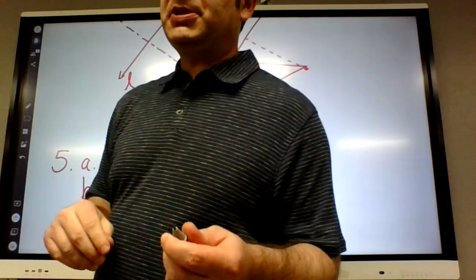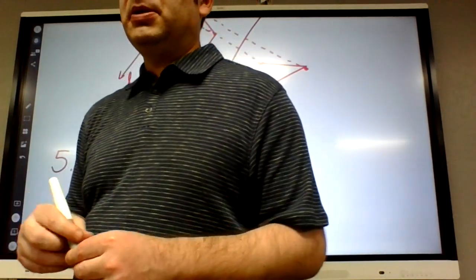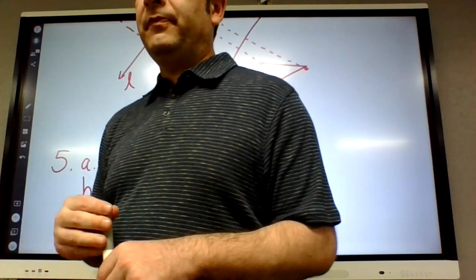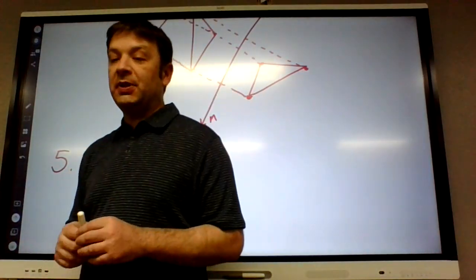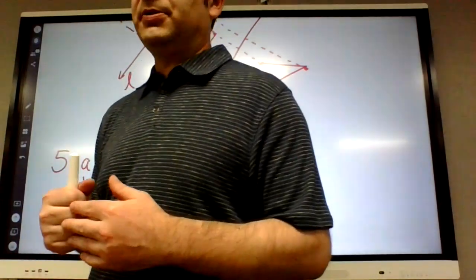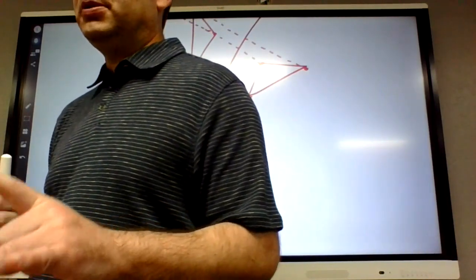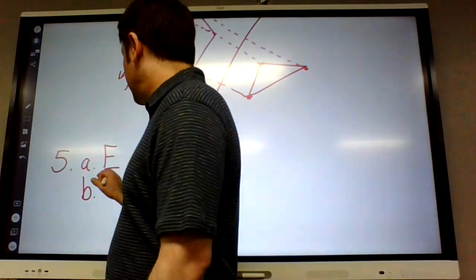Okay, so somebody besides Roman, B. So we're still starting at point P. But the B vector is negative 2, negative 4. So where would that go? Left 2, down 4. Yes, that is at G.